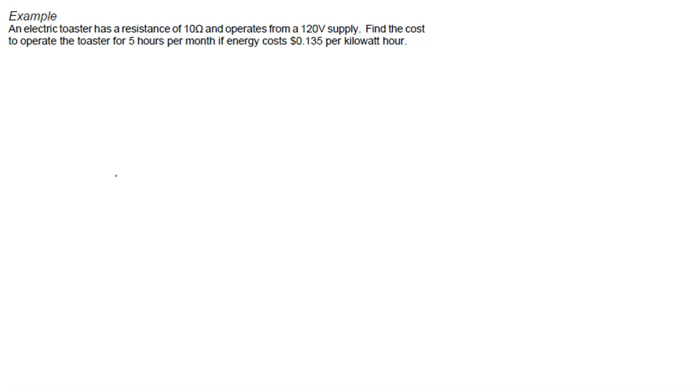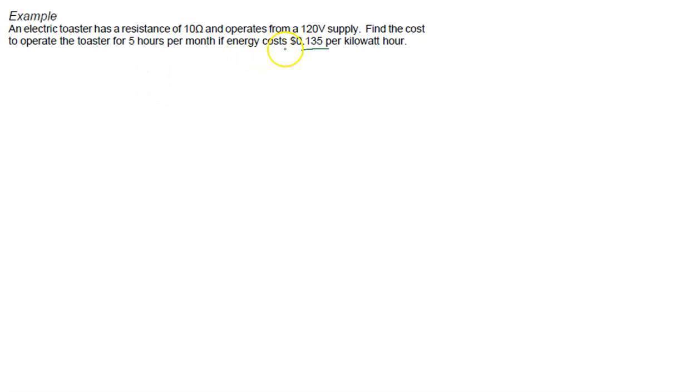Find the cost to operate the toaster for 5 hours per month if energy costs $0.135 per kilowatt hour, or 13.5 cents per kilowatt hour. You might recognize that number, 13.5, as what the Newfoundland government is telling us they're not allowing our cost of electricity to go above, right? 13.5 cents. I think we're just under that now at 13.42 or something like that, right?